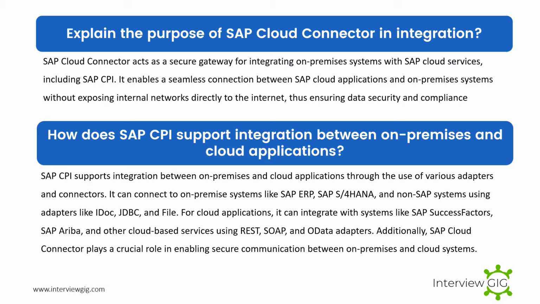How does SAP CPI support integration between on-premises and cloud applications? SAP CPI supports integration between on-premises and cloud applications through the use of various adapters and connectors. It can connect to on-premise systems like SAP ERP, SAP S/4HANA, and non-SAP systems using adapters like IDoc, JDBC, and File. For cloud applications, it can integrate with systems like SAP SuccessFactors, SAP Ariba, and other cloud-based services using REST, SOAP, and OData adapters.